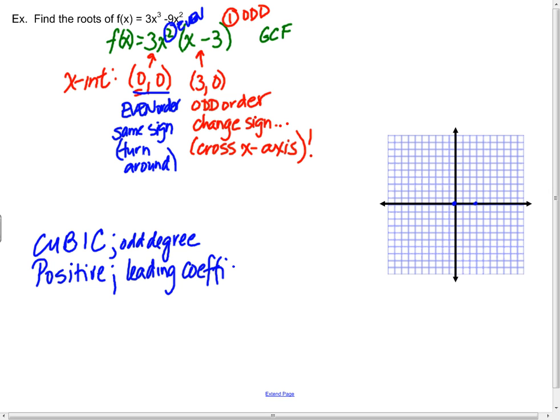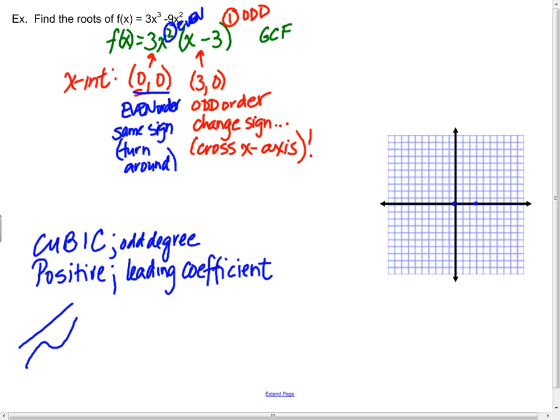So any odd degree function reminds me of the line. With a positive coefficient, it goes up to the right. So this is a cubic. It's going to do a little bit more like that. But I know my end behavior, and that helps me draw it.